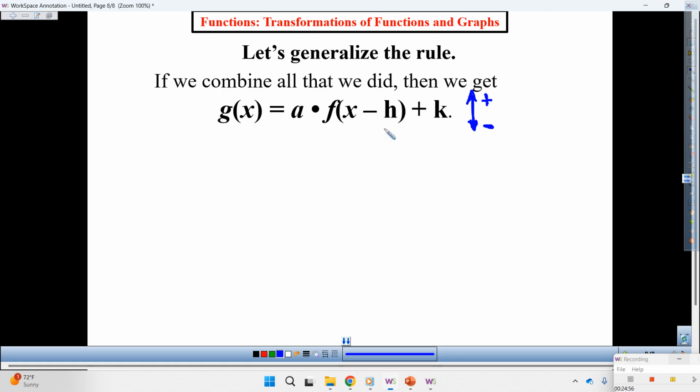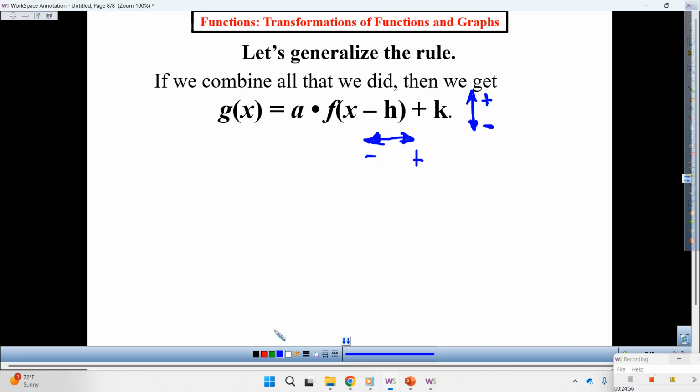Okay. Next, what does h do? Yeah, side to side. Left and right. Going to the right, if we substitute a positive number, it goes to the right. If we substitute a negative number, it goes to the left.